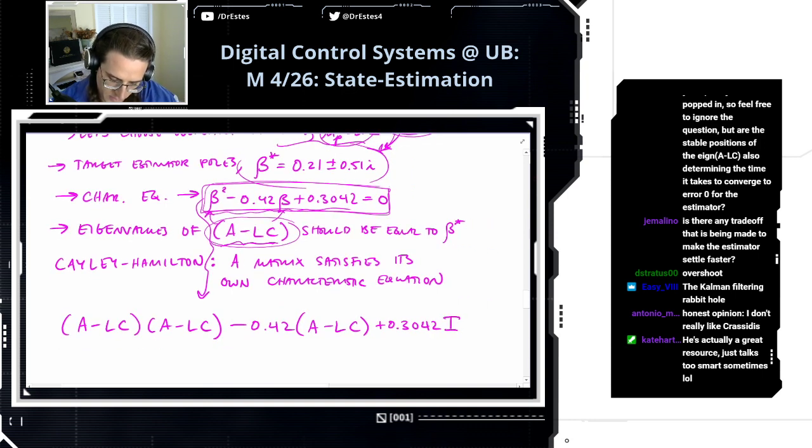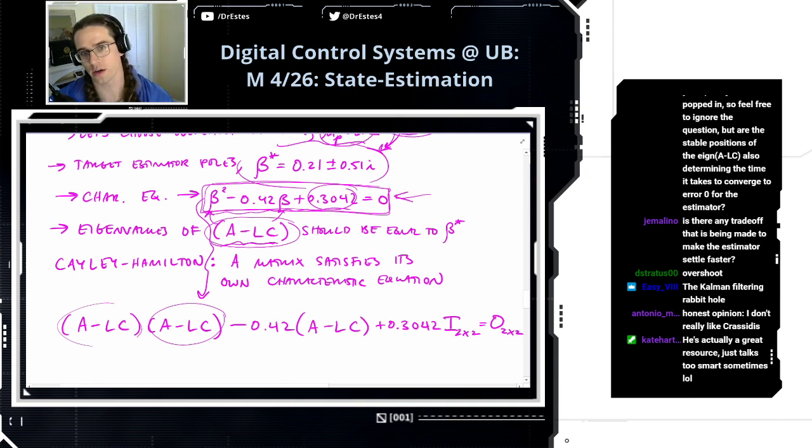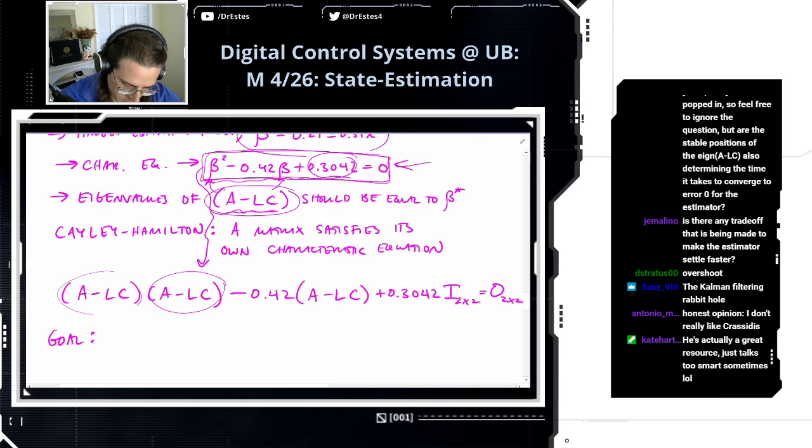And this 0.3042 at the end is not multiplying anything. But because I made this into a matrix equation, now I have to put an identity matrix. So this is what the Cayley-Hamilton theorem means when it says a matrix satisfies its own characteristic equation. By plugging in A minus LC in this way, this will be the characteristic equation for that matrix. So the goal: solve for L in this equation.